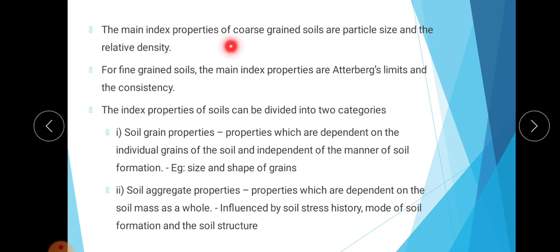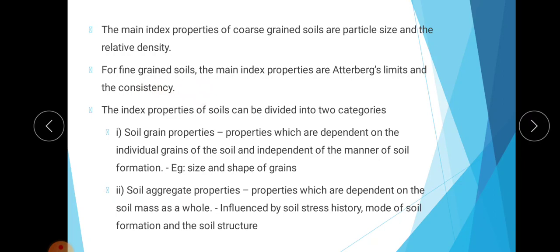The main index properties of coarse-grained soils, that is the main index properties of sand, are particle size and relative density. And for fine-grained soil, the main index properties are Atterberg limits and consistency. So fine-grained soil means clays. So the main index properties of soil are particle size, relative density, Atterberg limits and consistency. Okay, so we can discuss them one by one later.